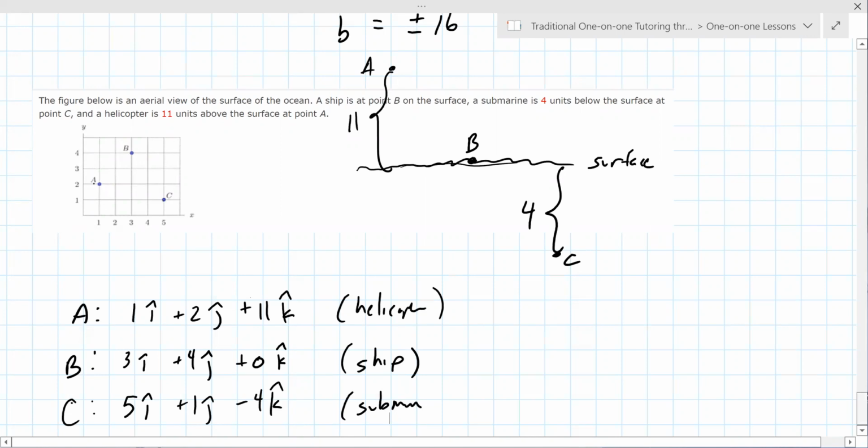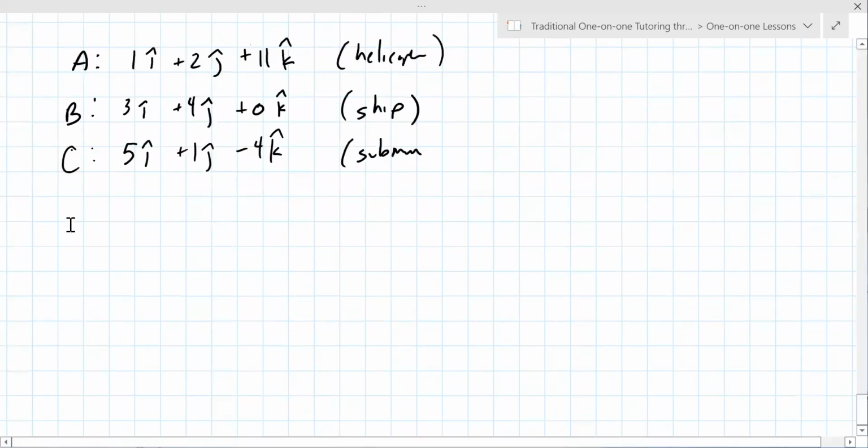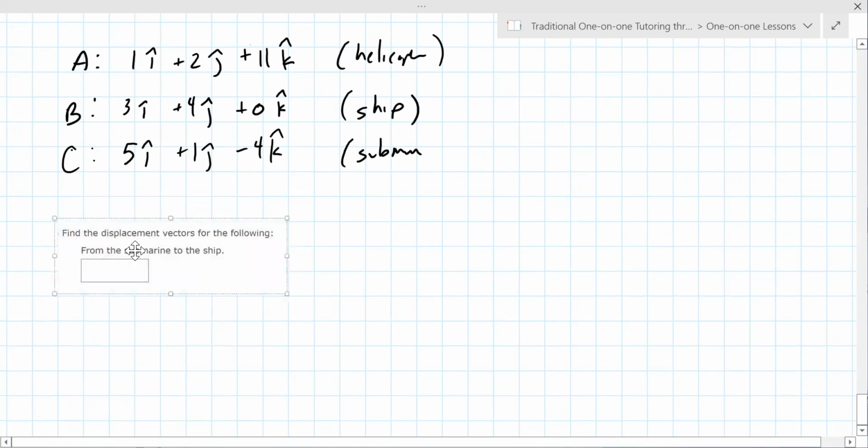Okay, now we can actually answer one of the questions they have, because the first question they're going to ask us is find the displacement vector from the submarine to the ship. So that's C to B, or we would write it this way, CB.